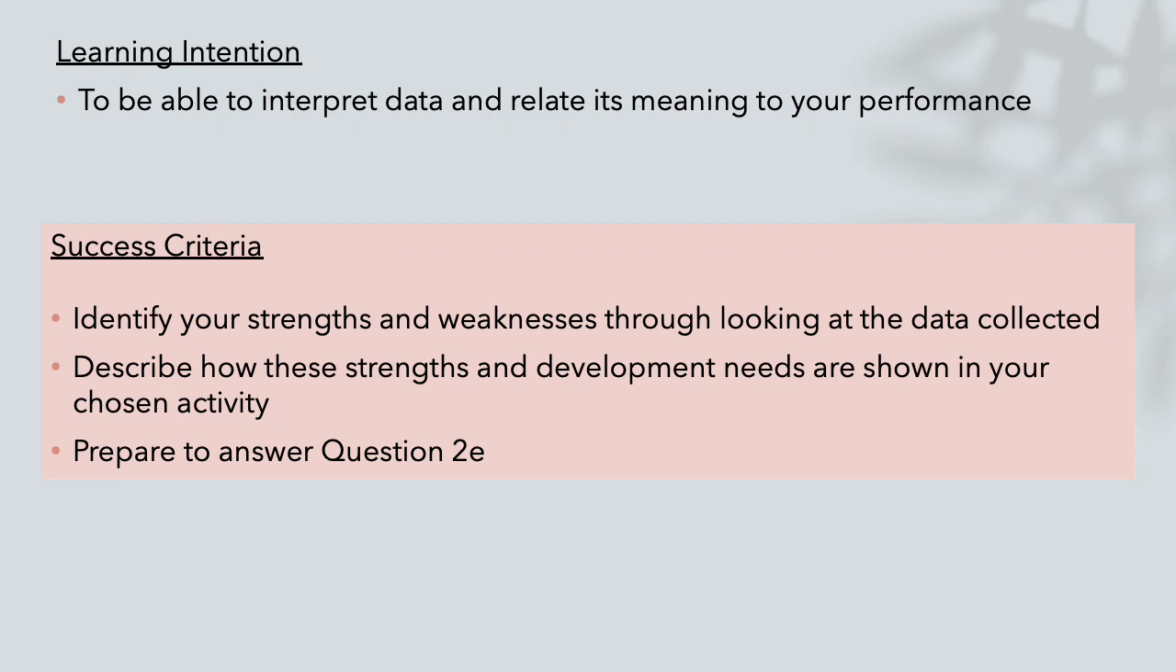So how do they actually show up? What happens in your chosen activity as a result of something being a strength or a weakness of yours? And through doing this, we'll prepare to answer question 2E in the portfolio.